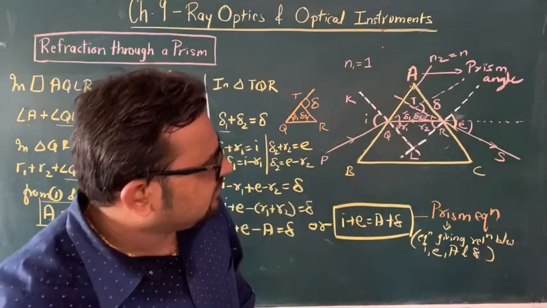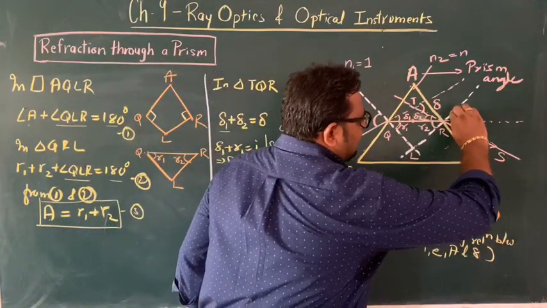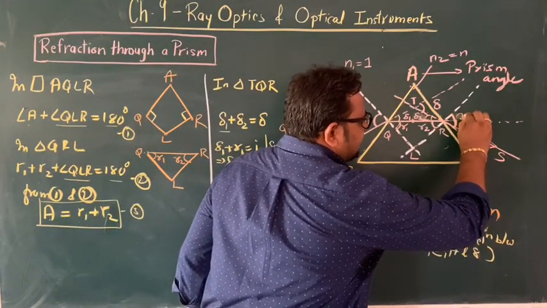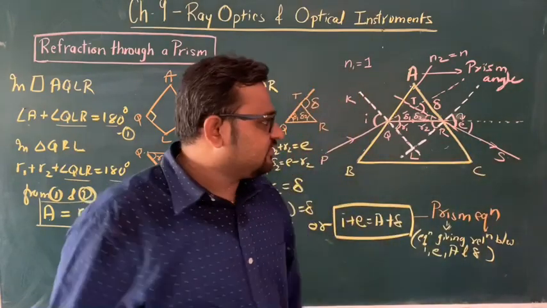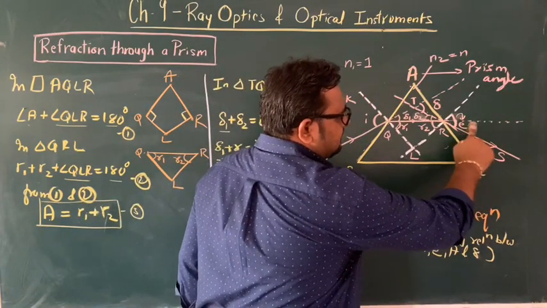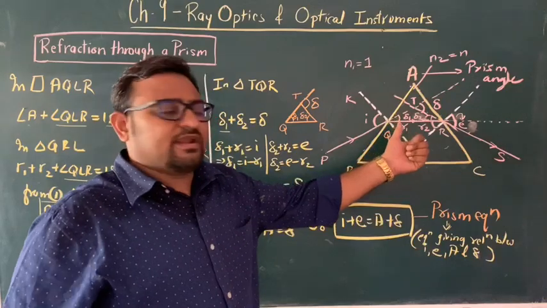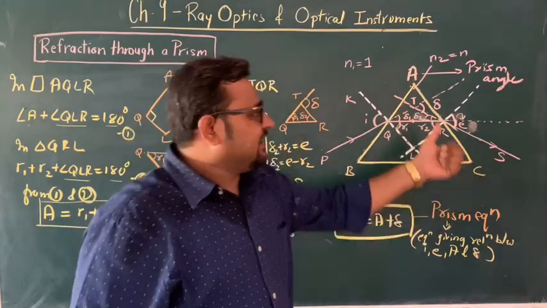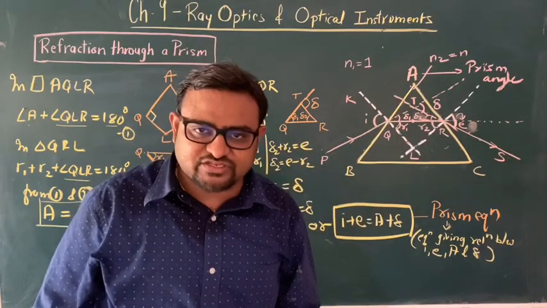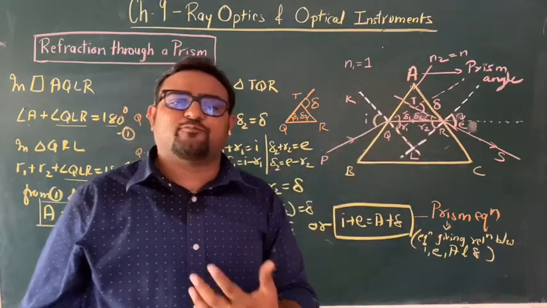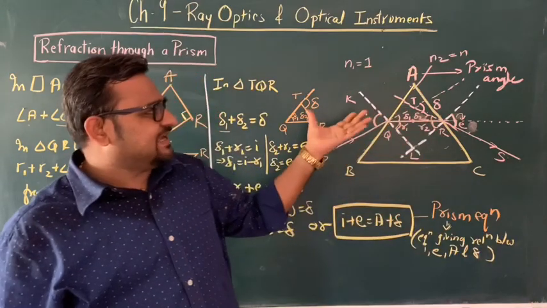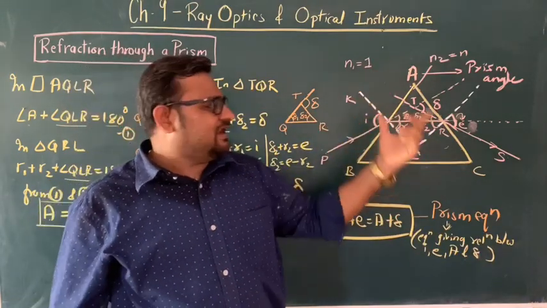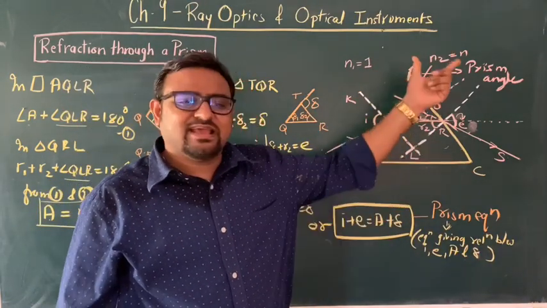See, remember, this is the emergence angle. This angle is the emergent angle. Clear? This is not the emergent angle. Delta 1, delta 2 are the angles of deviation for incident and refracted ray. Delta is the total deviation, A is the angle of prism. Outside is air, so refractive index is 1, and let the refractive index of the prism be n.